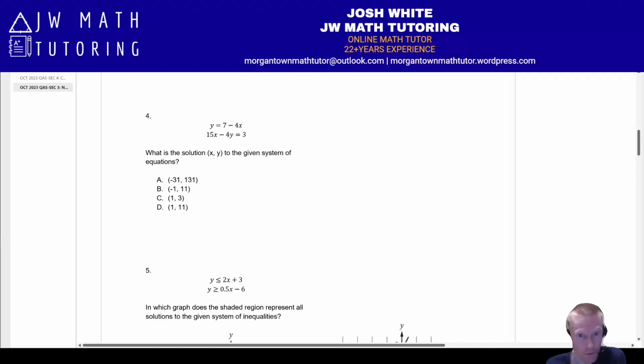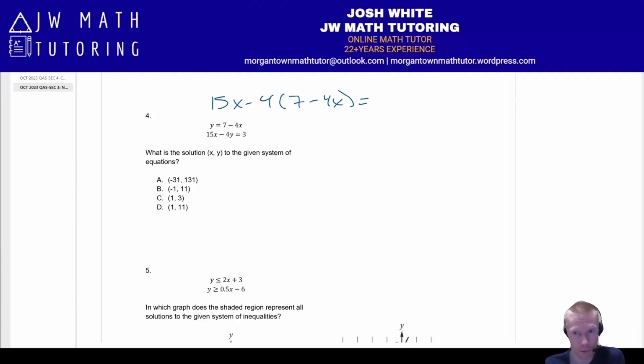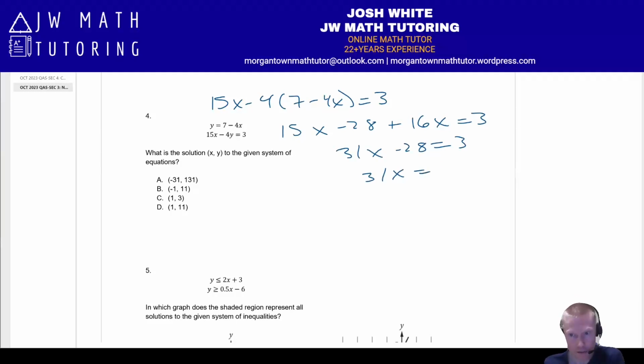Moving on to question number 4, here we have a system of linear equations, and you're asked to solve this. So because the top one is already isolated for y, I'd probably recommend doing substitution on this problem, because you can just go ahead and plug in the 7 minus 4x in place of the y in the second equation. So when you do that and then distribute, you're going to get 15x minus 28 plus 16x equals 3. 31x minus 28 equals 3. 31x equals 31 because we add the 28 to both sides. And so x is just going to equal 1, divide by 31.